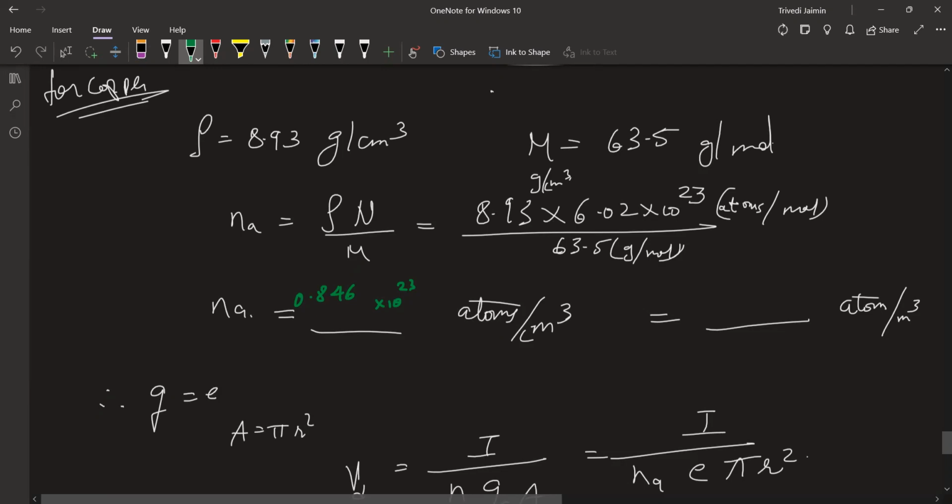So if we convert this one into meters, what shall we do? Okay, but one more thing. This is the answer, right? So always write in this form. Before the decimal, there should be only one digit. Always write this way.